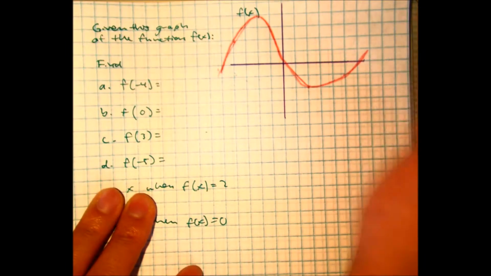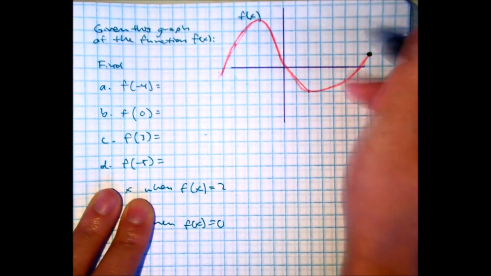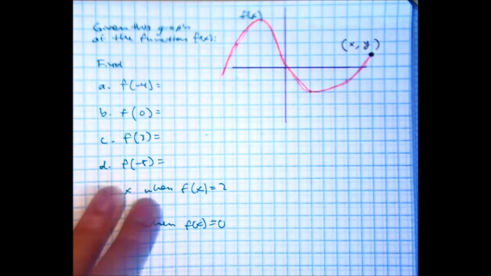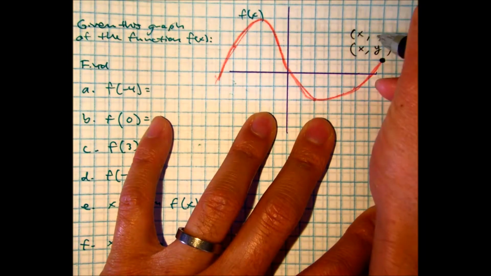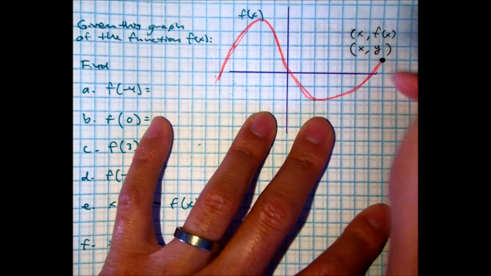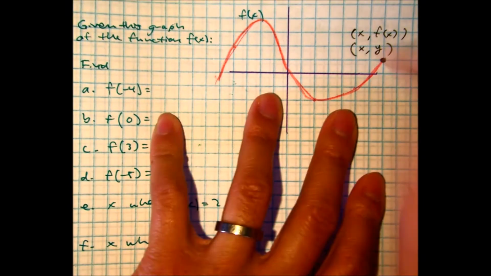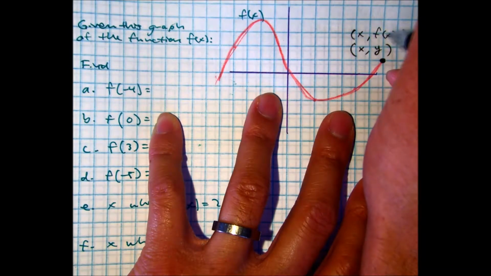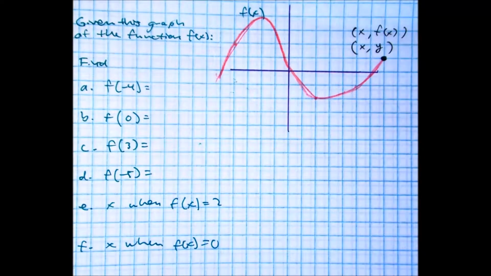Let's just say you picked a point on the graph, something like this over here. This is an ordered pair. The ordered pair, old school, is x comma y, but in function notation, it's x comma f of x. So that means f of x is your y coordinate. Now, that does imply that what's inside is your x value. When you put it into your function, you get an output. Your output is f of x.